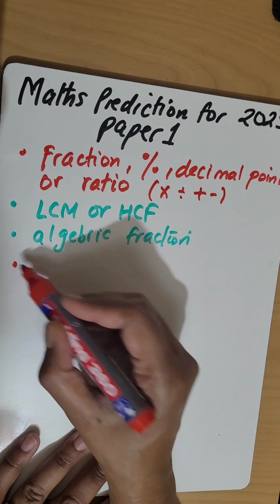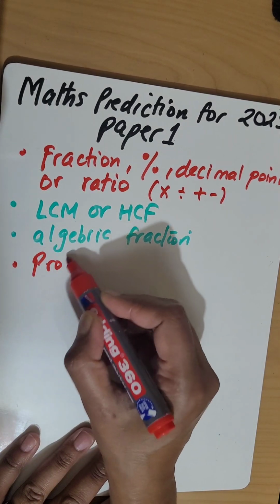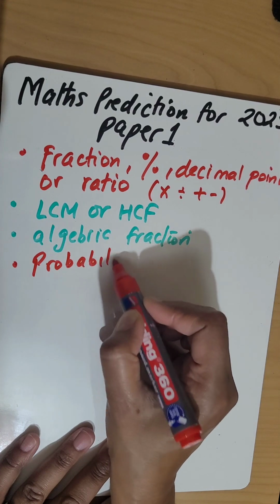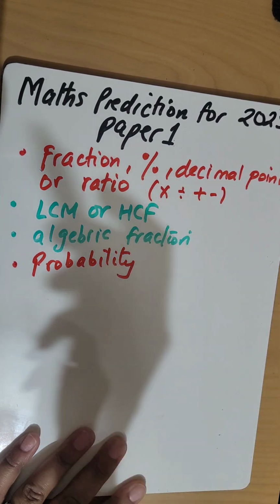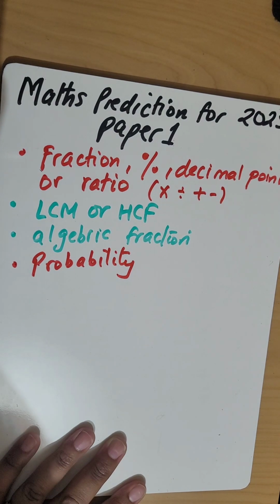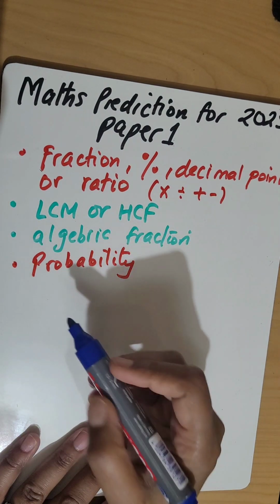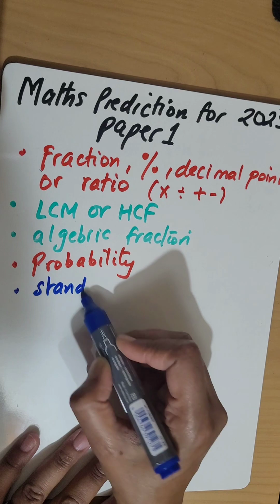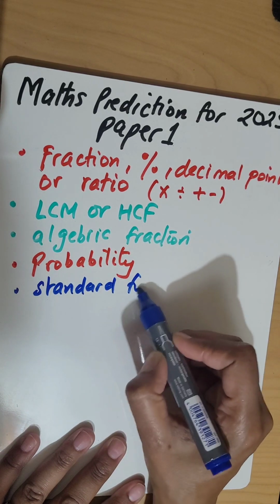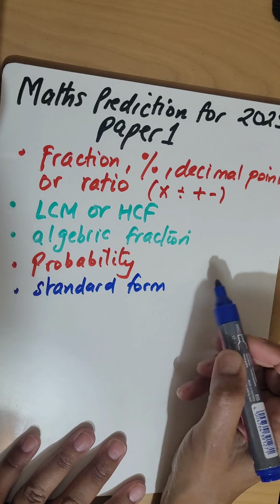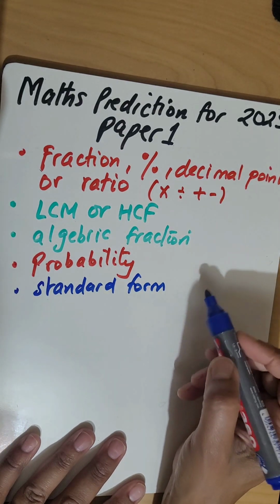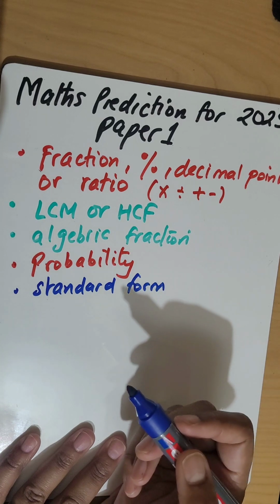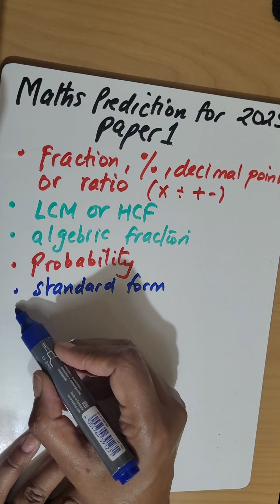You then have probability questions. So they normally do like in a game, there's this many balls and so on. So what's the probability? Standard form. So standard form is when you're writing numbers to the 1 times 10 to the power of 3 or 1 times 10 to the power of 6. So that's how you do standard form.